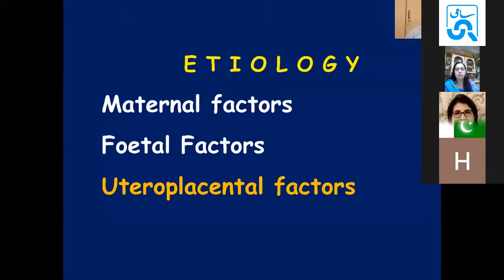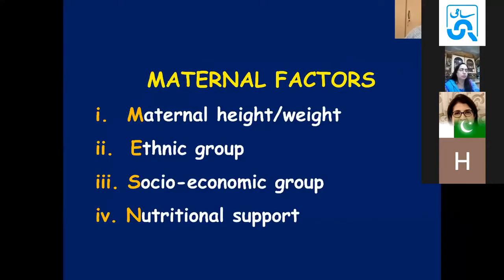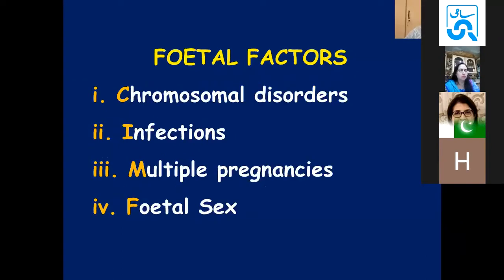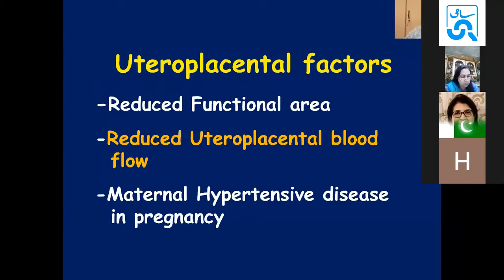Etiology, of course: maternal factors, fetal factors, uteroplacental factors. Maternal factors, you already know: maternal height, weight, ethnic groups, socioeconomic groups, and nutritional support. Hypertensive disease, preeclampsia, renal disease, long-standing diabetes. Fetal factors would include chromosomal disorders, which are basically diagnosed by the 2D ultrasound, which we do vigorously. Infections, multiple pregnancy, and sex-linked diseases like Turner syndrome.